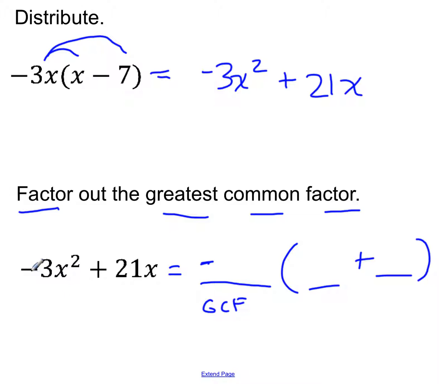But I do know that 3 goes into both those numbers, and that's the largest number that goes into both of them. This one has x squared, this one has x, so I can't pull an x squared out, but I can take an x out. If I multiply negative 3x times whatever's in the parentheses, all I need is an x, right? Negative 3x times x is negative 3x squared. If I multiply negative 3x times this side of the parentheses, I should get positive 21x. Well, that means that this is going to have to be negative, because that's how I'm going to get a positive, and then I'm going to need a 7 to get my 21. So that's my final answer.